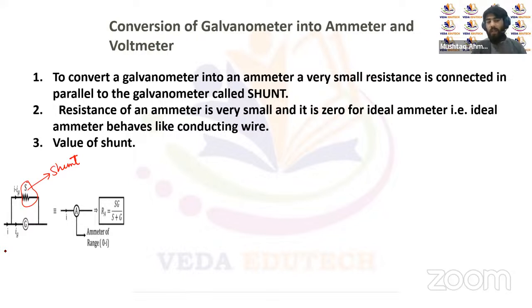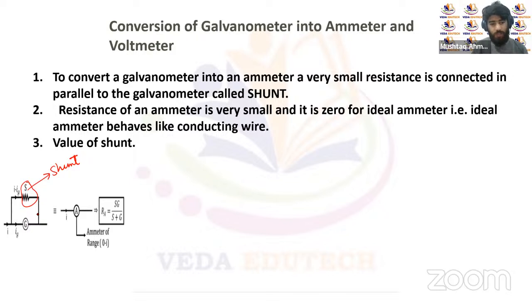Ideally speaking, for an ideal ammeter, the resistance should be zero, but it's not. We cannot actually make the resistance of a conductor zero. Practically speaking, it's not achievable for us to have an ideal ammeter, so there will always be some error in the measurement of the current by the ammeter. So IG is the current through the galvanometer, I minus IG is the current through the shunt, and I is the total current.